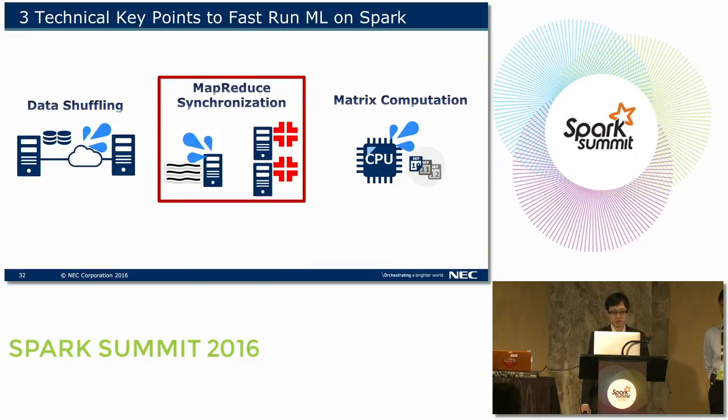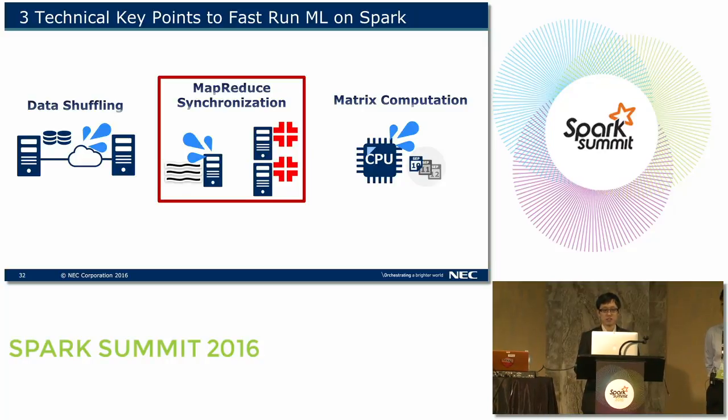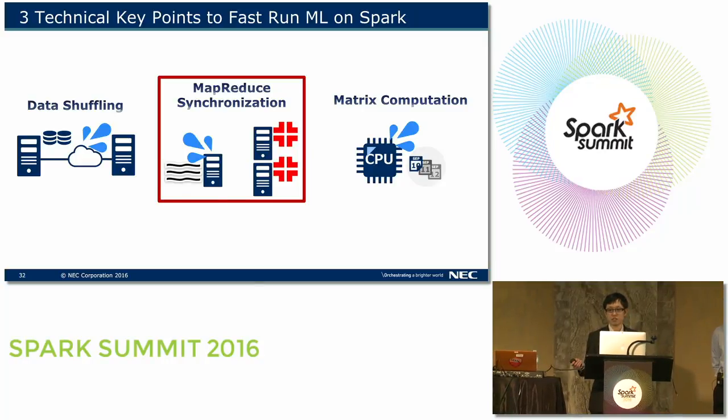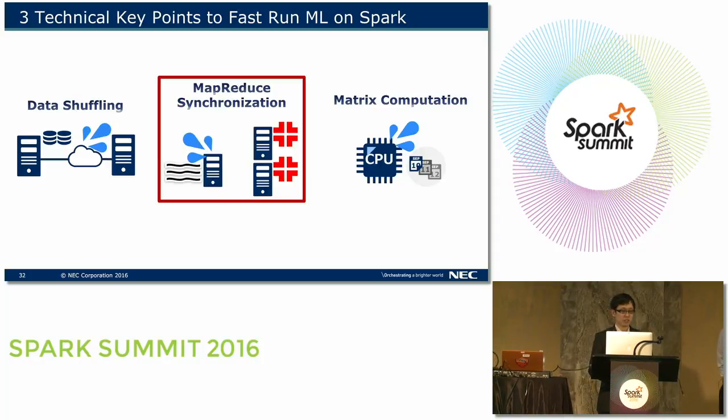Okay, so let's move on to the second point, the map-reduce synchronization. As you may know, Spark is a synchronization-based map-reduce architecture. On this architecture, waiting for slow executors seriously degrades the CPU utilization of the system, and it makes the execution time longer. Particularly, machine learning algorithms are likely to cause a big gap of execution time on executors because it's a very CPU heavy workload.